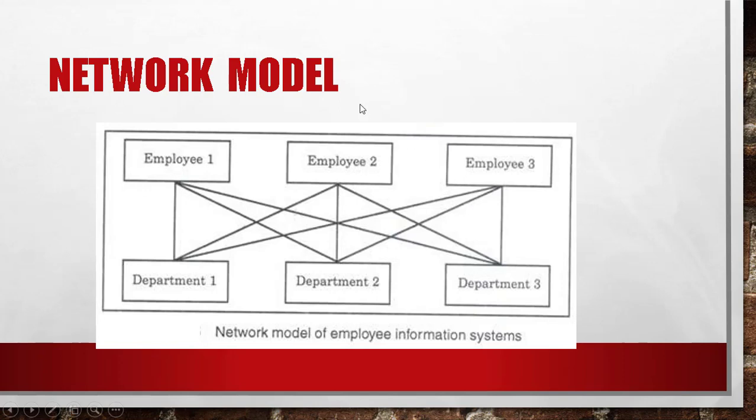There is no top node, no parent-child relationship, or tree-like structure here. It is in the form of a graph, and the nodes, that is employee 1, employee 2, employee 3, all these are the nodes. These nodes are connected to each other in the form of links.